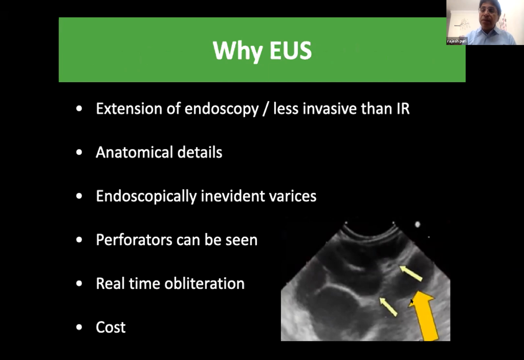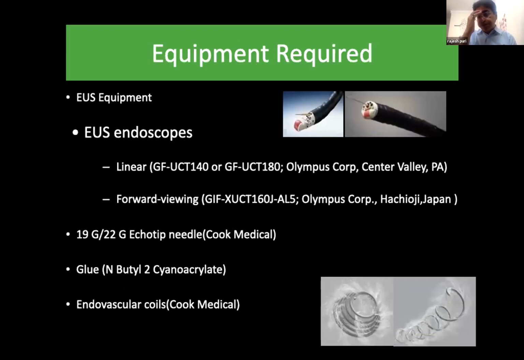Endoscopically inevident varices, or the actual size of the varices, you may be able to see within EUS. The perforator can be visualized. With real-time obliteration, like we saw yesterday, you know in real time that yes, I have done the job. Many times when you do EUS-guided puncture and obliteration, if part of the varix is still competent, then you can redo the procedure in the same setting and be sure that you have done complete obliteration. Yes, it is costlier than endoscopy, but it is cheaper than an IR-related procedure.